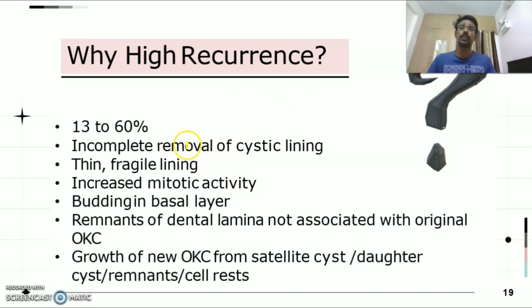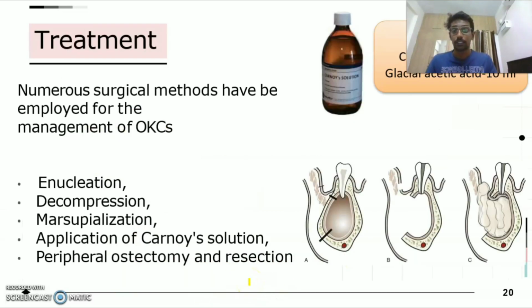Why is the recurrence high? That means 13 to 16% is quite a high recurrence compared to the other odontogenic cysts. It may be due to incomplete removal of the cystic lining, thin fragile lining, increased mitotic activity or budding in the basal layers, and remnants of the dental lamina which are not associated with the original OKC. Maybe the growth may arise from a satellite cyst or daughter cyst, or remnant cell rests can also give the high recurrence.